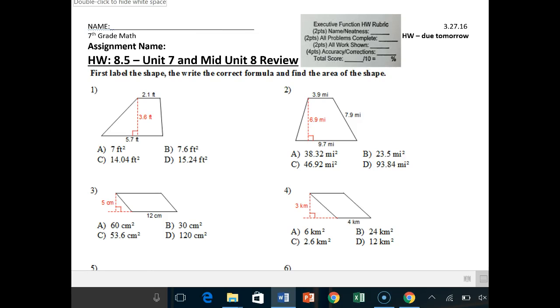I'm going to help you out with homework 8.5. It's a Unit 7 and Unit 8 review. So there's some old stuff about area and then some of the stuff that we've been covering about Pythagorean theorem and angles. So the first thing you want to do is read the instructions to every problem.